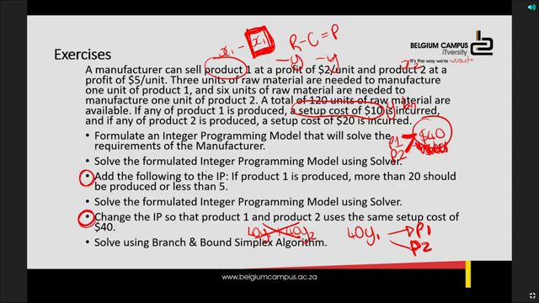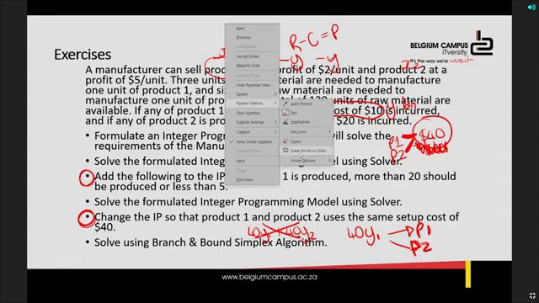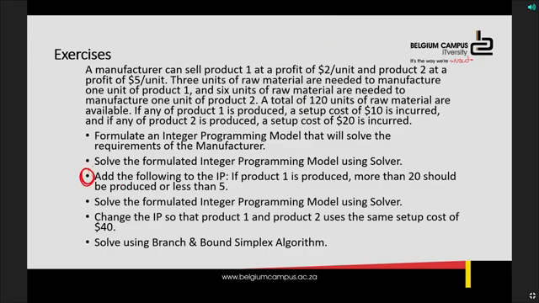So this part about adding the following, let me just erase this one. If product 1 is produced, more than 20 should be produced or less than 5. So the 1 is product 1. You've got an either-or here. Why is it either-or? So you're either going to produce less than or equal to 5. Remember, we don't work with less than. It must be less than or equal to. If you want to be very specific, you'll go 4.999999, right? If you want to be really specific. For the other one, more than 20, so you'll say x1 greater than or equal to 20.